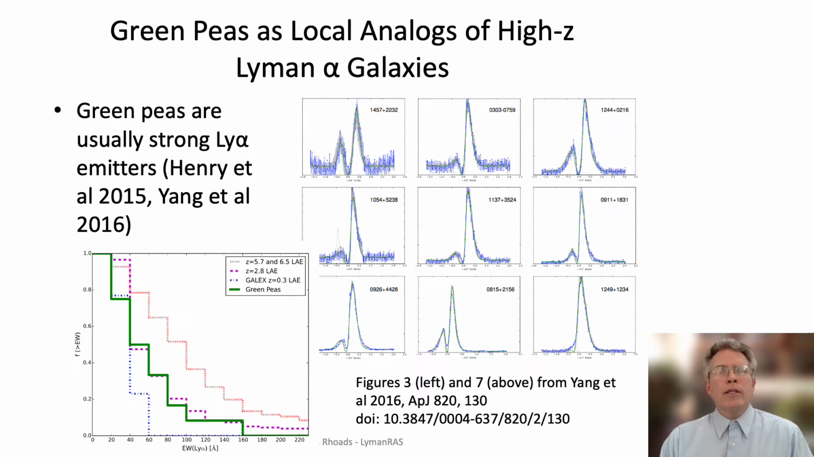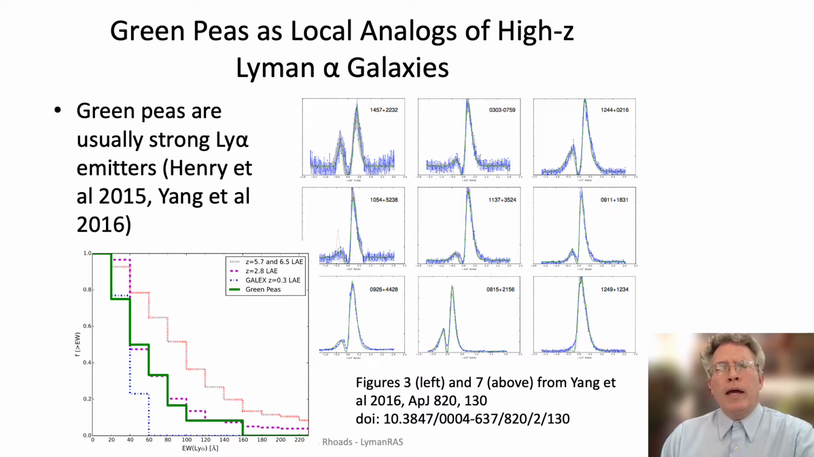So the equivalent width distribution is one way in which these are a good analog to high redshift Lyman alpha populations. There are others too. The objects tend to have compact sizes, both the green peas and the high redshift Lyman alpha galaxies. The ionization parameters are similar, and the metallicities are probably similar to the best of our knowledge.